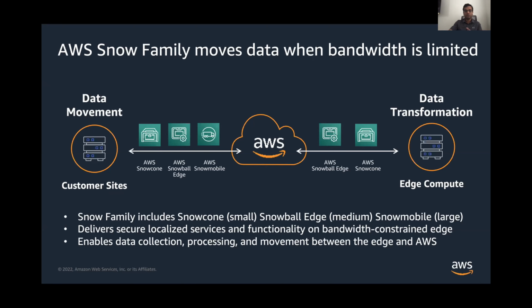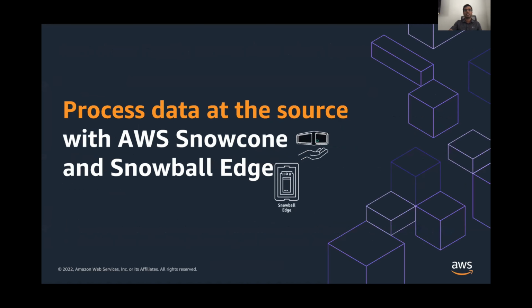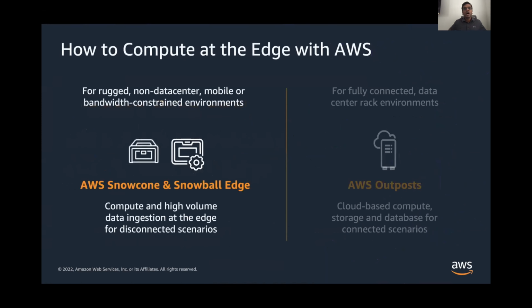This edge computing then really opened doors for a lot of use cases, like IoT hubs to analyze sensor data locally, doing some machine learning inference at the edge, and maybe video, audio, and image processing. So, processing data at the source. We have two devices in the Snow Family that I'll be talking about, which are the Snowcone and the Snowball Edge.